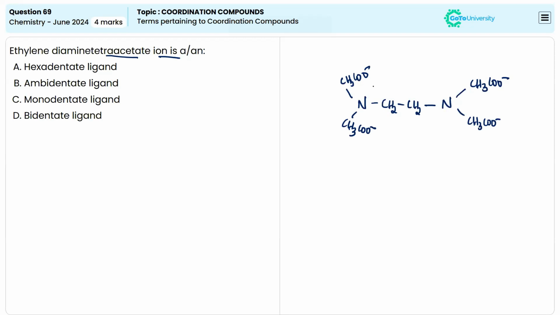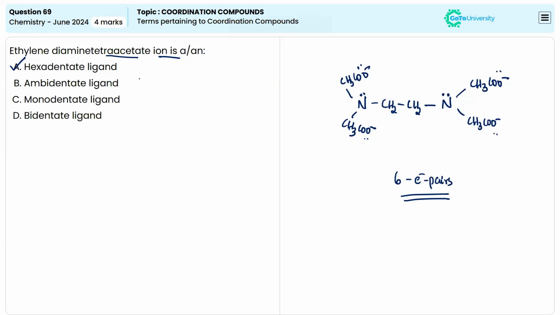So here we can see there is one lone pair of electrons on nitrogen and another one on the next nitrogen, right? And coming to the next one, here we can see there will be one on this oxygen, one on this oxygen, and one on the other two oxygens as well. So this ligand is totally donating 6 electron pairs. So due to the presence of 6 electron pairs, we can confirm that this is a hexadentate ligand, because a hexadentate ligand can donate 6 electron pairs.